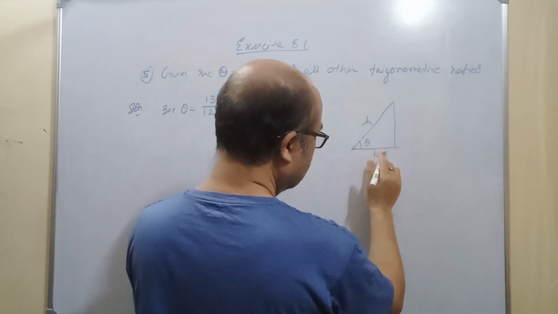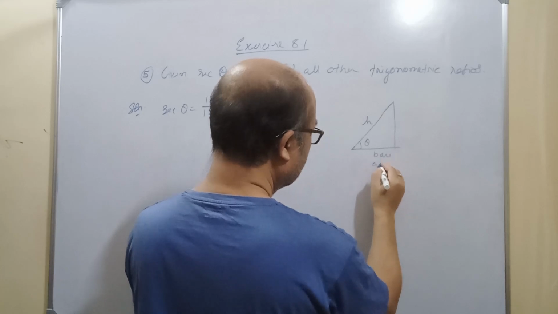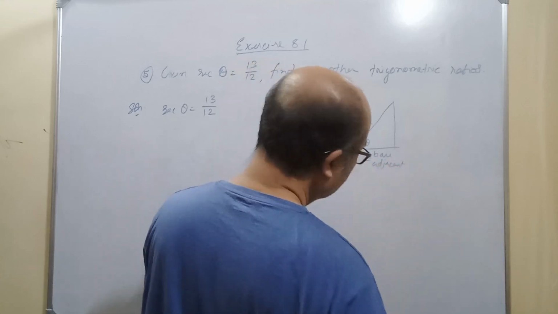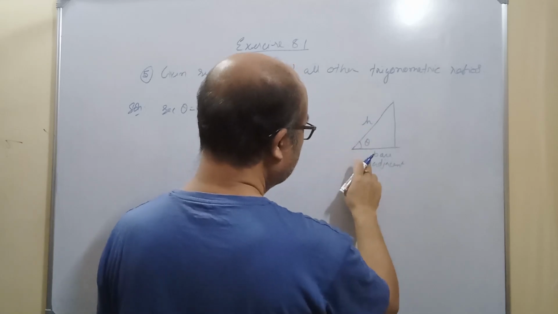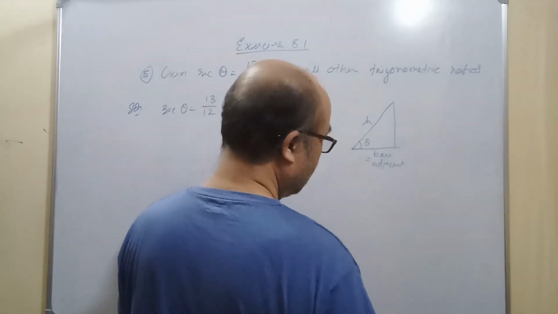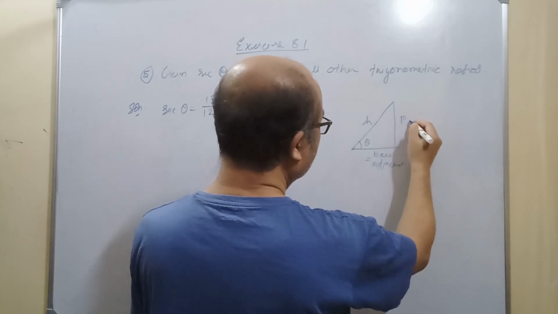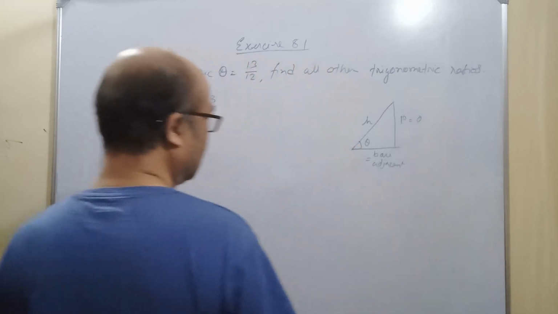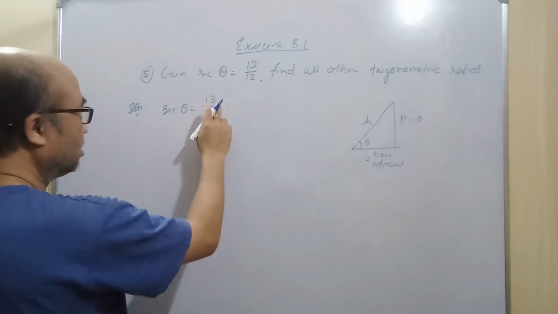Base, also known as adjacent, they are equal. We will take base. So it is hypotenuse by base, that is sec theta, right? And this side is perpendicular or opposite. Sec theta is given as 13 by 12.